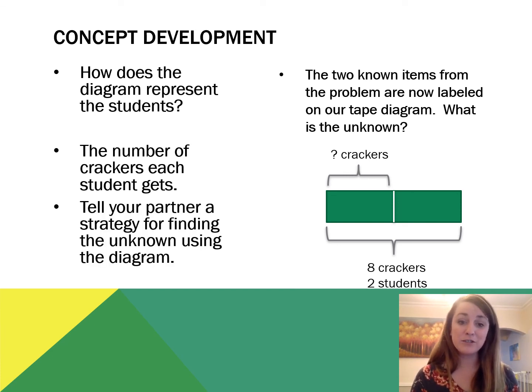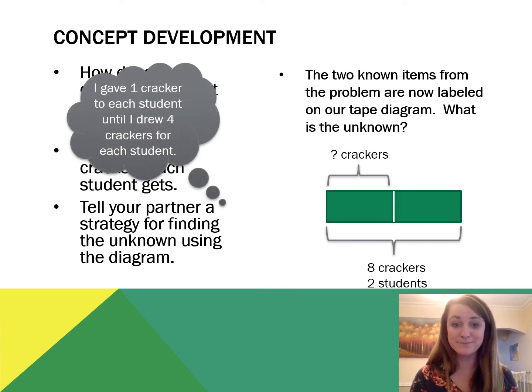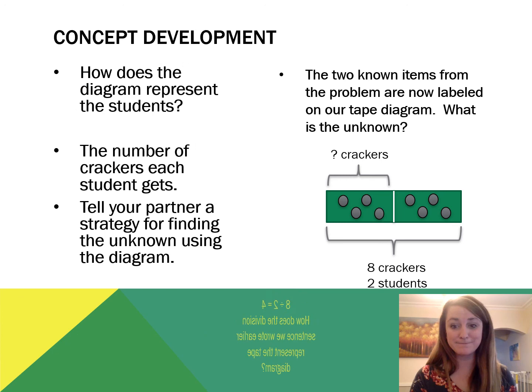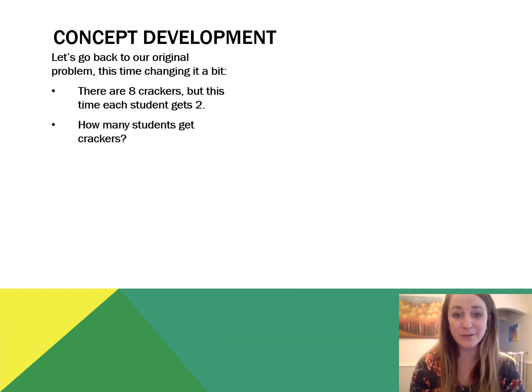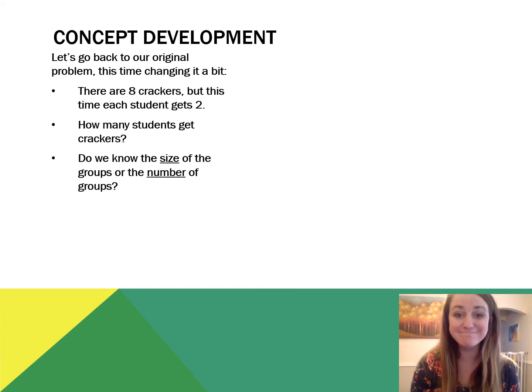Now, what strategy could we use to find the unknown using the diagram? We can give 1 cracker to each student until we have drawn 4 for each student. Let's go back to our original problem, this time changing it up a bit. There are 8 crackers, but this time each student gets 2. How many crackers does each student get?